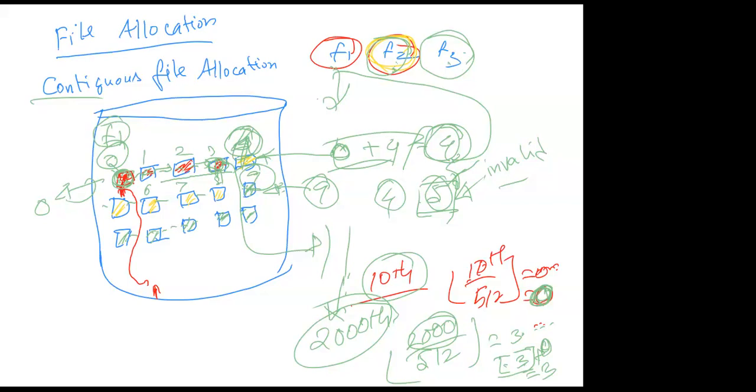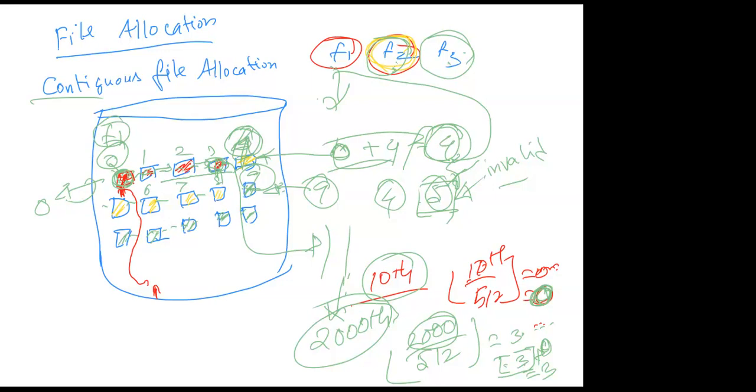And then let's see what are the disadvantages of contiguous allocation. These are the advantages, so let me repeat them again. The first advantage is that it is simple to implement, and read data takes less time than non-contiguous allocation. Also, random access is very easy compared to non-contiguous file allocation.